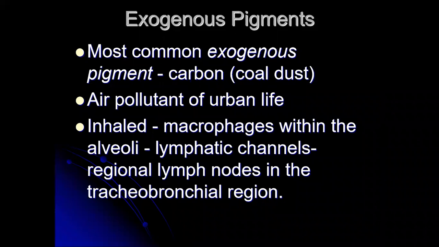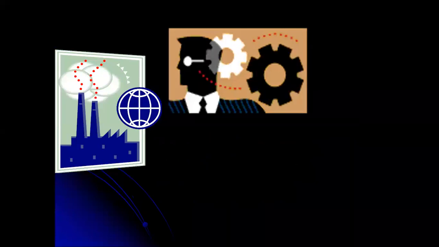And as you can see, it gets to our bodies mainly through inhalation, because this carbon pigment, together with other gases, is within the air. We inhale them, and they enter into our macrophages, which are then lodged in our alveoli, and then they are taken into the lymphatic channels. From the lymphatic channels, they are also transported to the regional nodes in the tracheobronchial region. And I've been saying that this is the commonest because of air pollution.